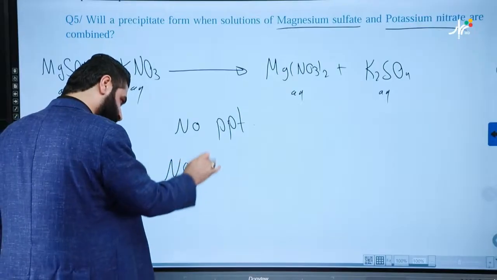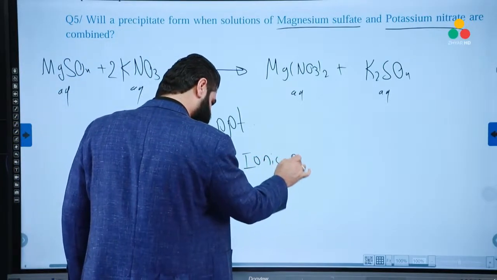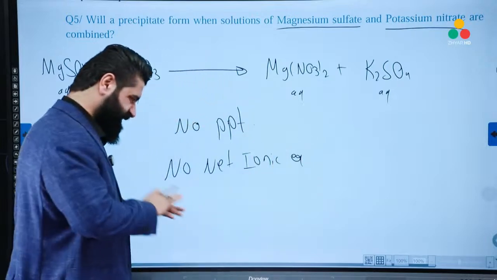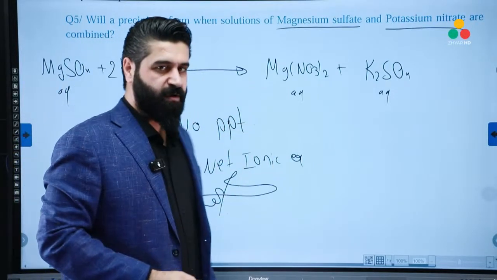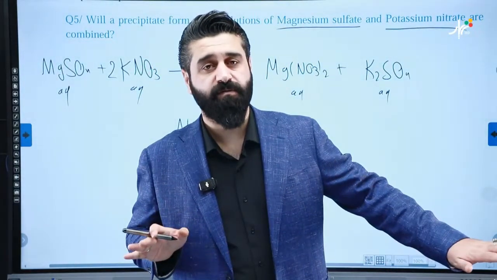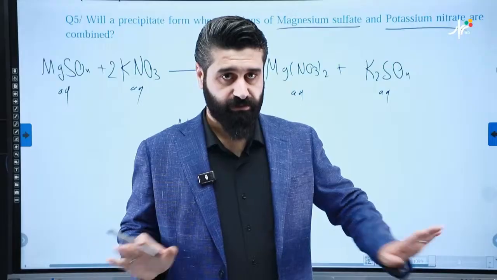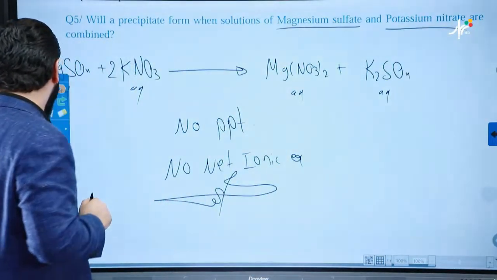No net ionic equation. That's all. Done with this kind of question. Once you get both products aqueous, just say no precipitate forms, no net ionic equation. Good. How about the last case?